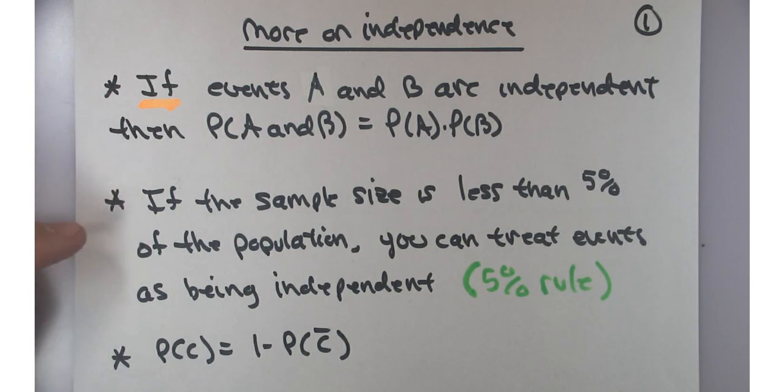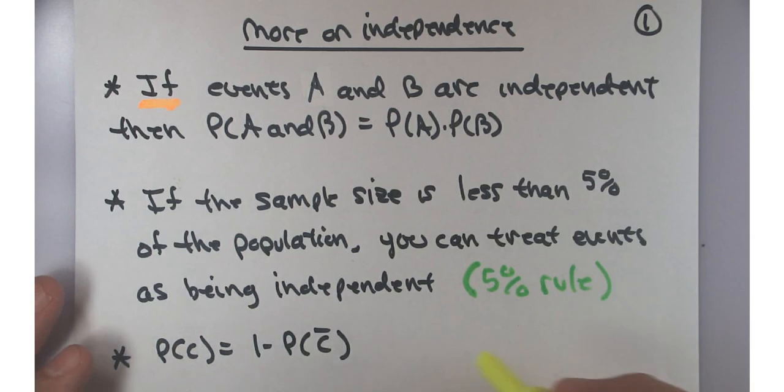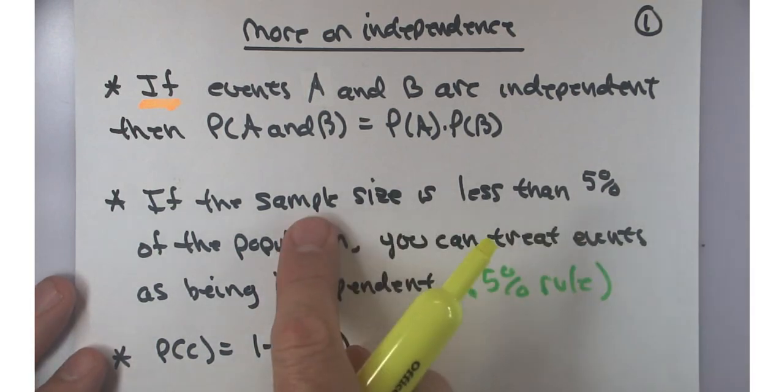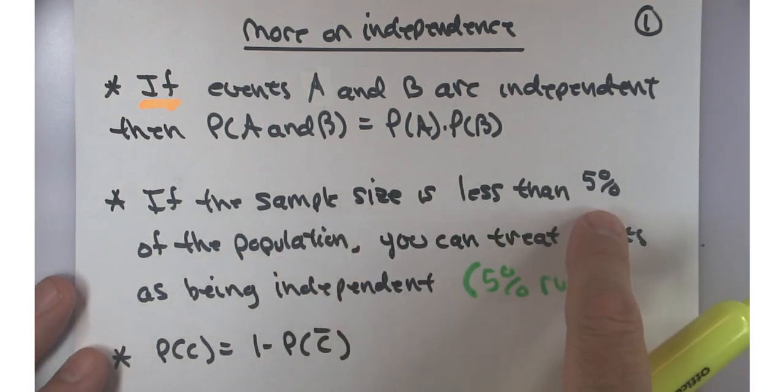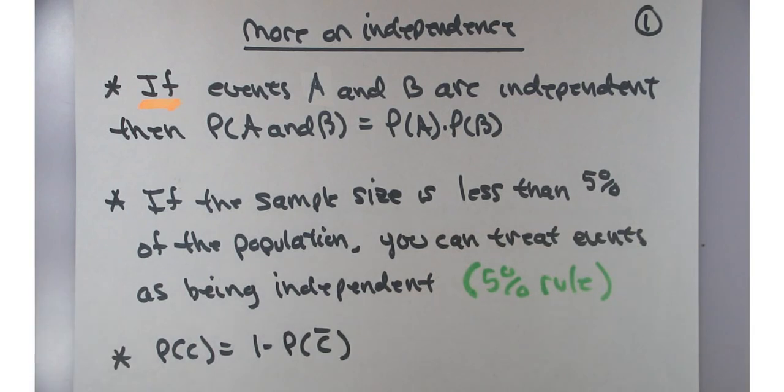Calculations with dependent events become a little bit more challenging, so it's nice to have around this 5% rule. That is, if your sample size is less than 5% of the population, you can kind of treat them as if they're independent events, even though they're not.